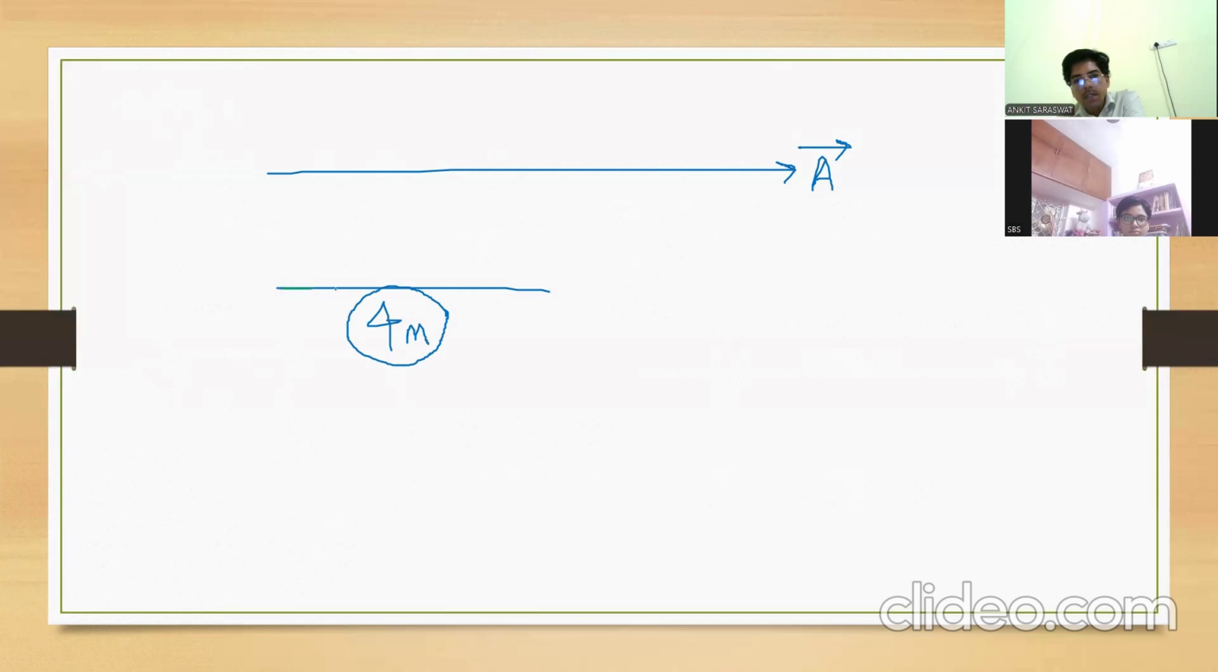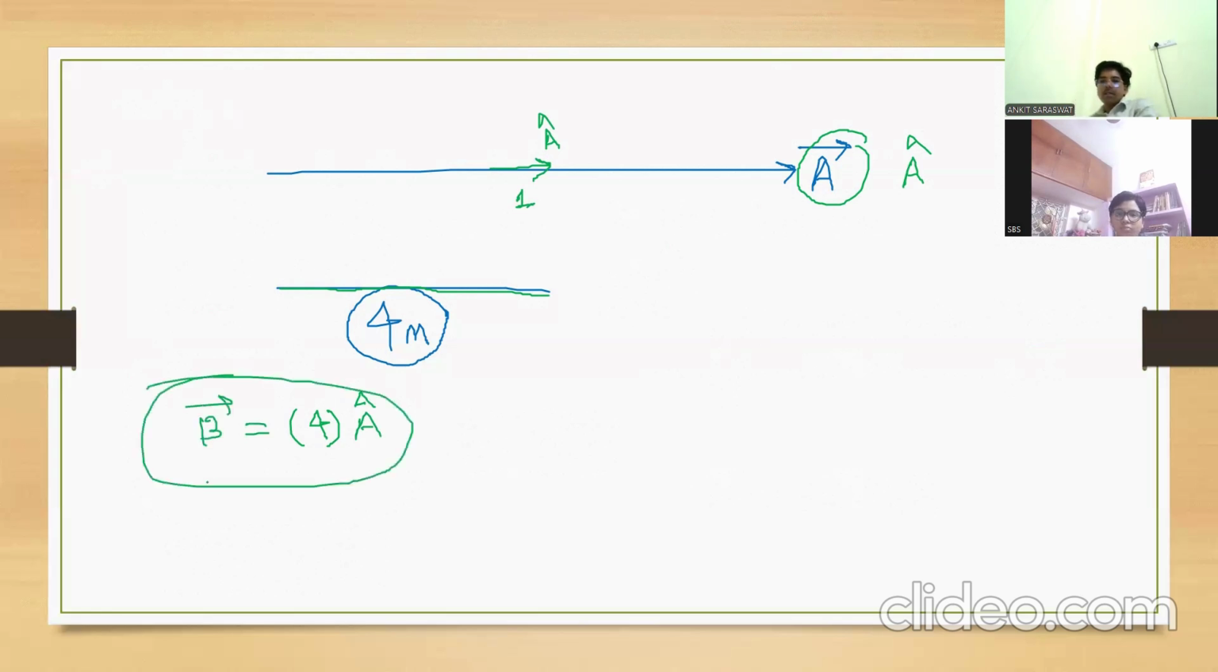This is an unknown vector whose magnitude I know; I will write 4. This vector has the same direction as A vector. Then who is giving the direction of A vector? It's A cap. So I will multiply 4 with A cap and I will get the vector. This vector is the B vector, the unknown vector. Clear? Now you understand the use of unit vector. It helps us to find the direction of any unknown vector. If you don't know the direction of any vector, you should take the help of the unit vector.